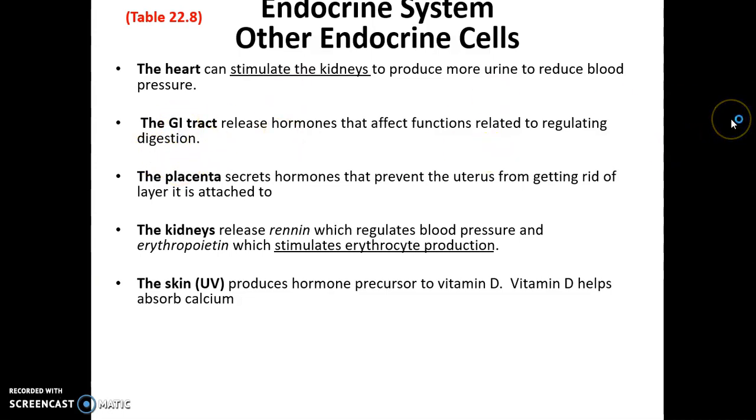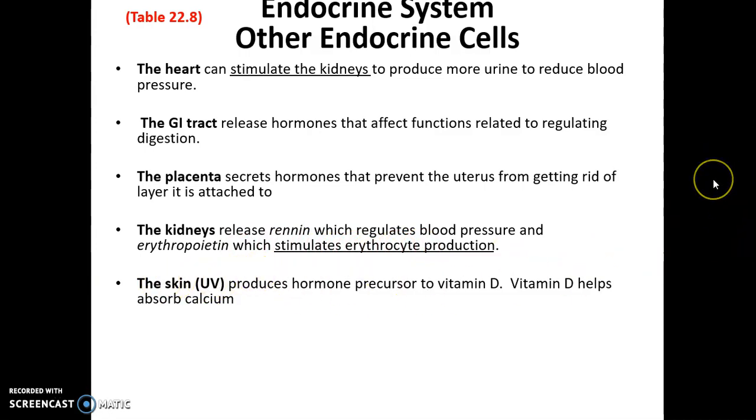The gastrointestinal tract has a ton of different hormones it produces to regulate its own functioning. The placenta secretes hormones to prevent the uterus from being sloughed off. So basically, the placenta produces hormones that say, hey, there's a pregnancy here. We need the uterus's lining to stay intact. The kidneys release the hormone renin, which regulates blood pressure, and the hormone erythropoietin, which stimulates erythrocyte production. So erythropoietin will cause a greater production of red blood cells.